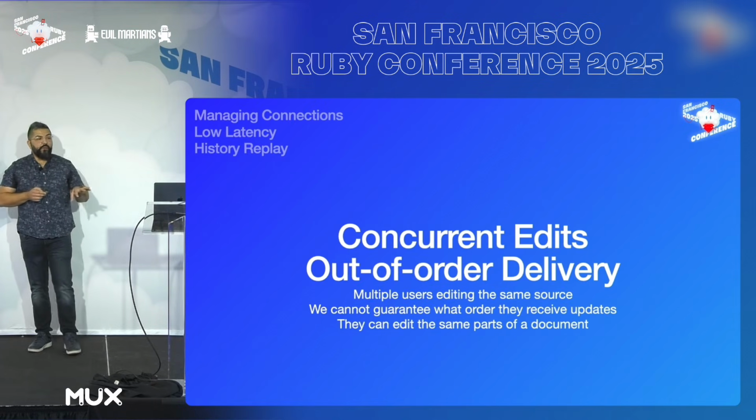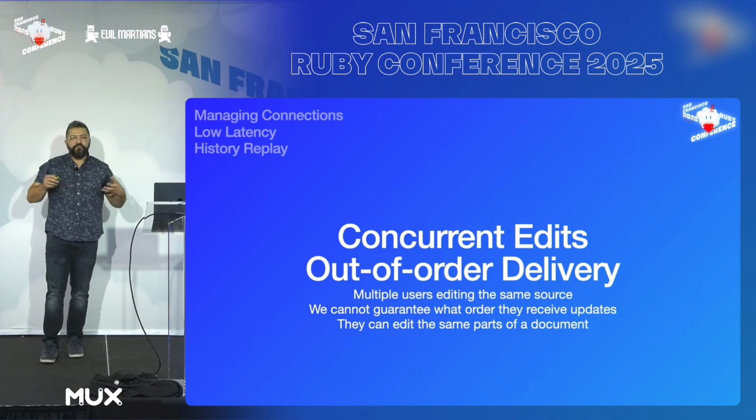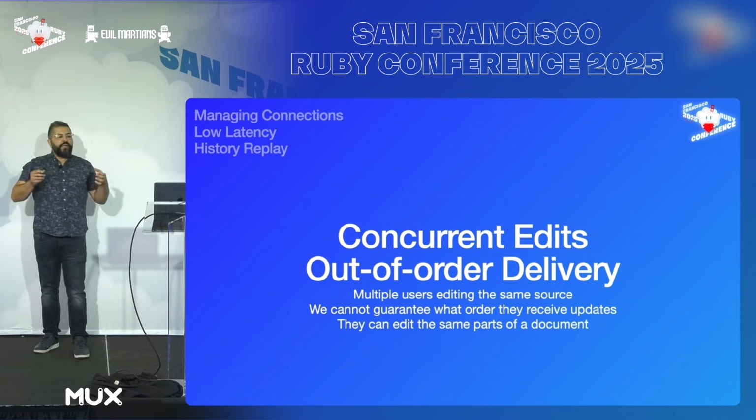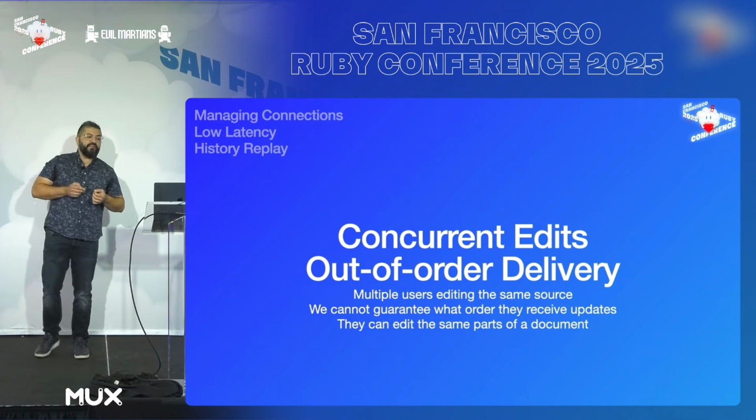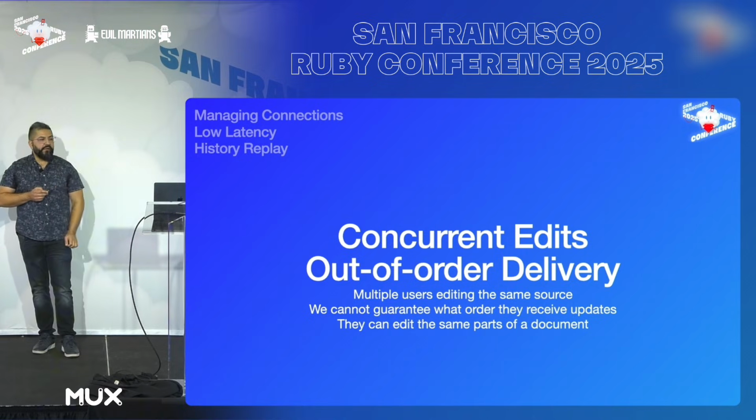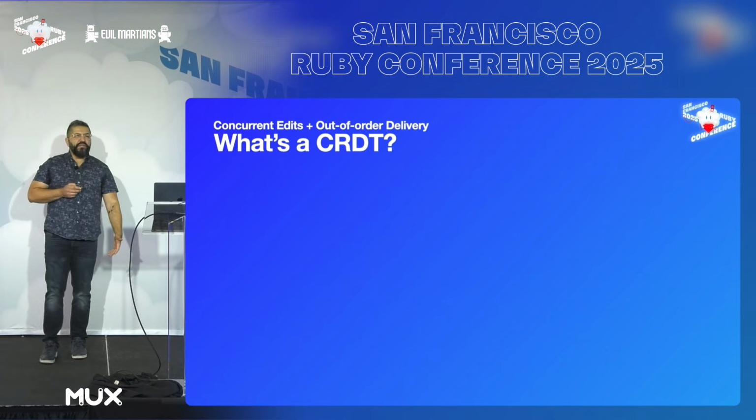All right, so now we're going to start talking about how the actual convergence, concurrent editing, conflict-free stuff works. So, concurrent edits and out-of-order delivery. Multiple users are editing the same source. We can't guarantee when we get those updates, and they can edit the same parts of the same document. So what is a CRDT?